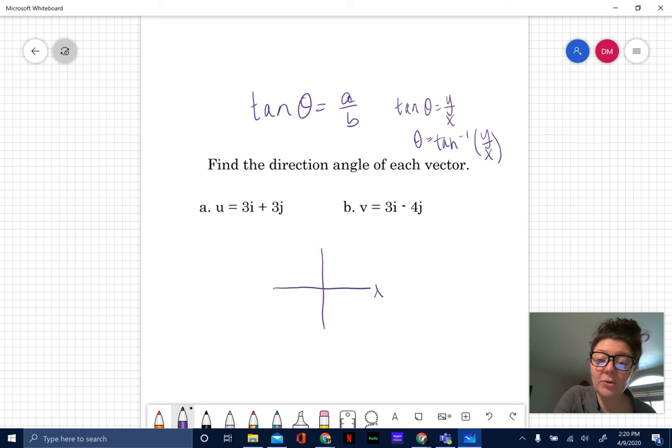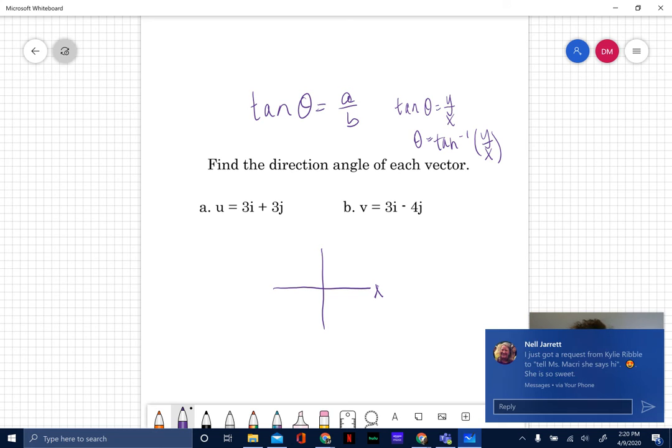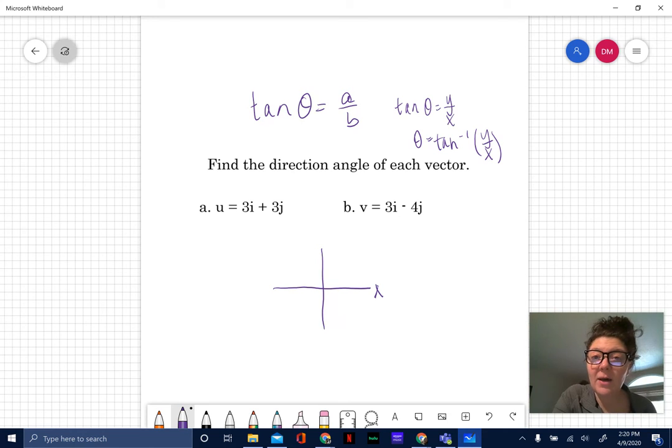So if I'm in quadrant 1, then my reference angles are all going to be between 0 and 90, and in quadrant 1, all my angles are between 0 and 90. So that's pretty great. So like if we're doing this one right here for part A, whatever you find when you do the inverse tangent will be the direction angle. If we're doing a problem like B here though, 3, -4, positive, negative will be down here in quadrant 4.